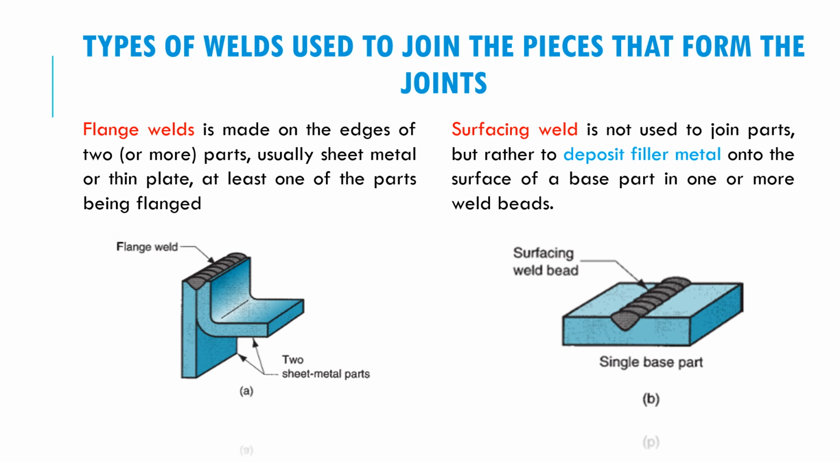The next one is the flange weld. This one is made for the edge of the two parts, usually for edge joining. And the next one is the surfacing weld. Instead of joining parts, it is used to deposit filler metal onto the surface of the base part.